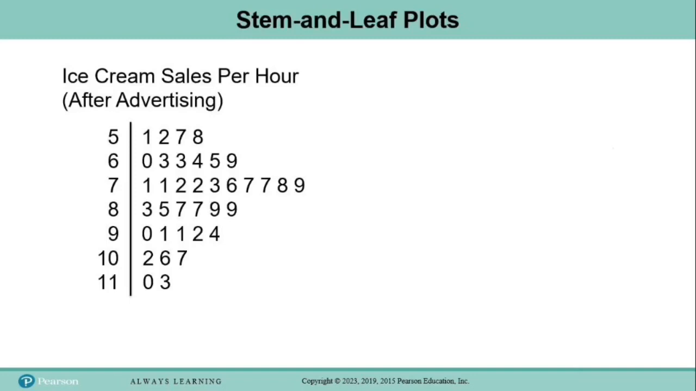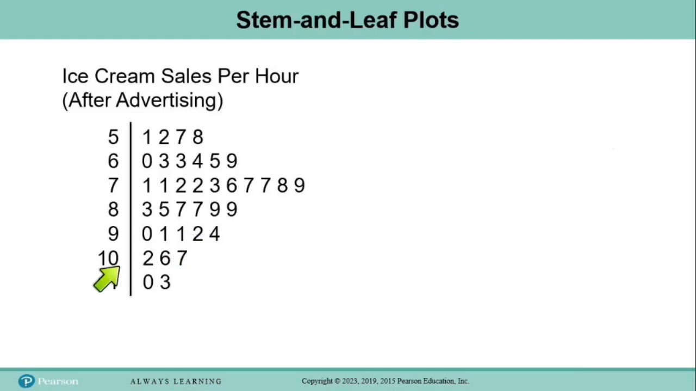Now let's imagine that this ice cream shop does a little advertising, and so their sales improve. And so this is going to be their stem and leaf plot for 36 hours of hourly sales after they've done some advertising. I wanted you to see here what would happen if the numbers went above 2 digits. So look at the 9 stem here. You can probably see that the 90s are going to be 90, 91, 91, 92, and 94.